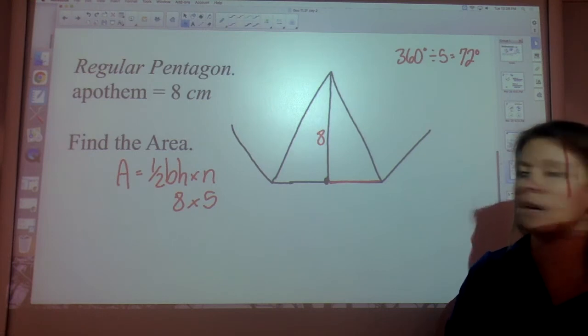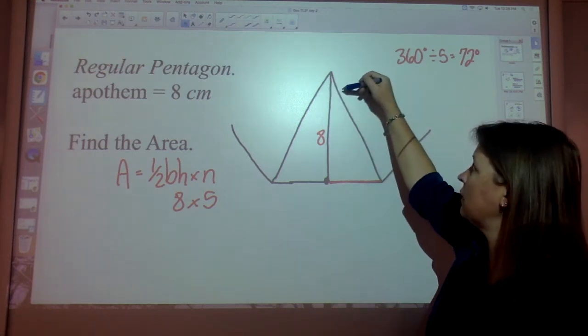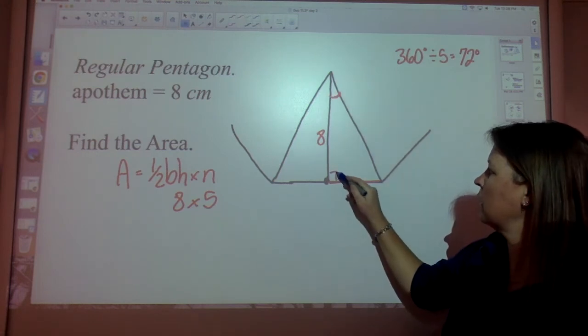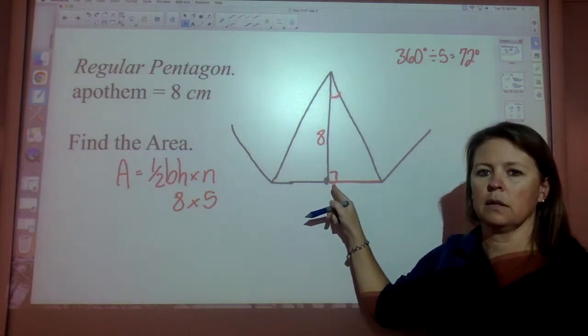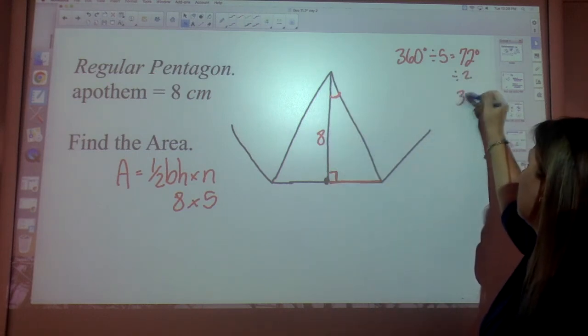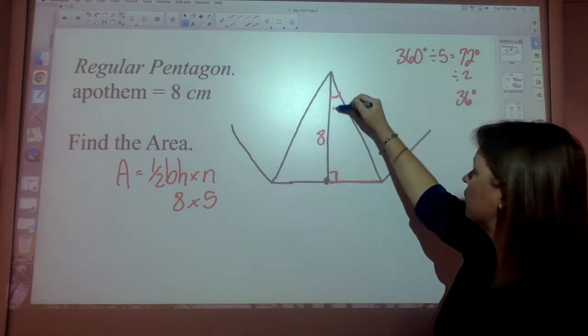72 degrees is the central angle. That's the whole entire angle. But we only get to use half of the angle because we can only use trig with right triangles. So now we're cutting it in half and making it a 36-degree angle.